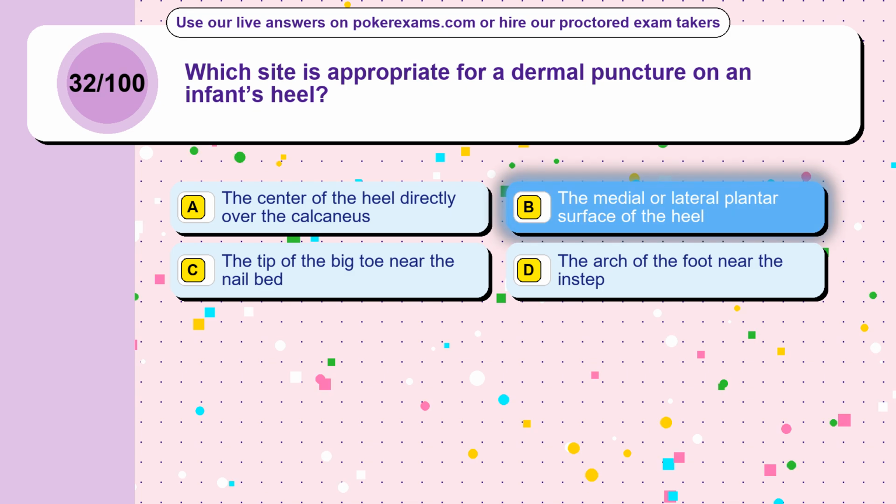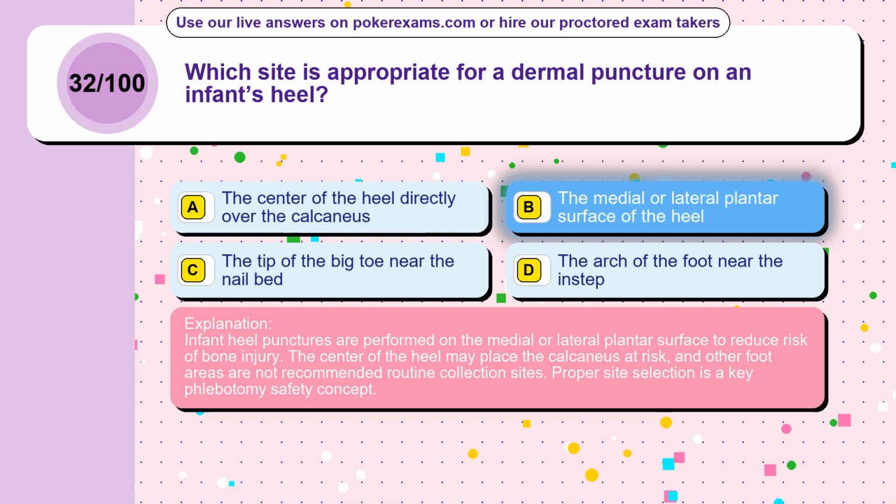The correct answer is option B. The medial or lateral plantar surface of the heel. Infant heel punctures are performed on the medial or lateral plantar surface to reduce risk of bone injury. The center of the heel may place the calcaneus at risk, and other foot areas are not recommended routine collection sites. Proper site selection is a key phlebotomy safety concept.